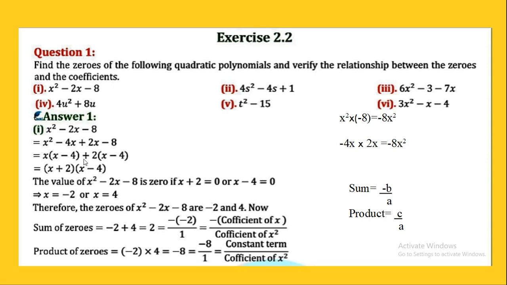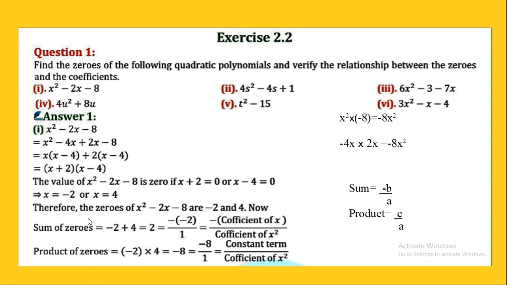If these are the factors of this polynomial, then when x plus 2 equal to 0 or when x minus 4 equal to 0, the value of this polynomial will be equal to 0. That is, when x plus 2 equal to 0, x equals minus 2, and when x minus 4 equal to 0, x equals 4. So when x equals minus 2 and when x equals 4, the value of the polynomial will be equal to 0. So we can say that the zeros of this polynomial are minus 2 and 4.